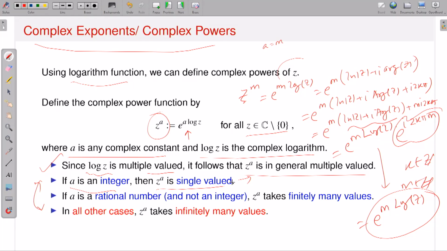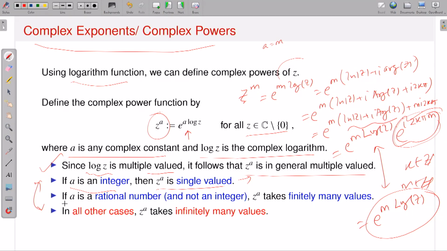Now k is an integer, a is an integer, so therefore k times a will also be an integer, and you will have the value e to the power 2kπm times i. It will not contribute anything for different values of k; it will always be 1. So therefore you will end up with this kind of single valued function, e to the power m capital Log of z.